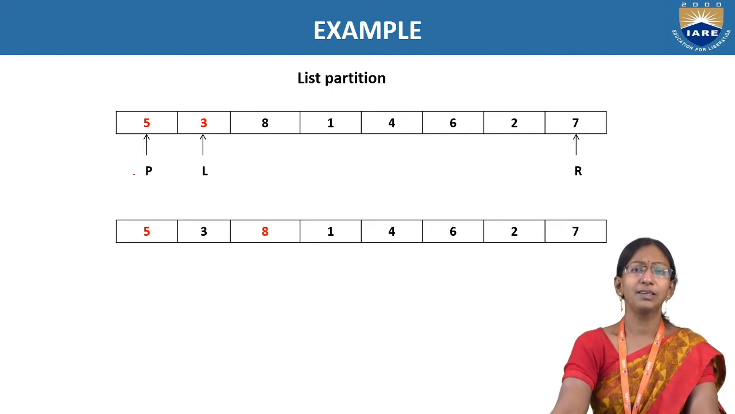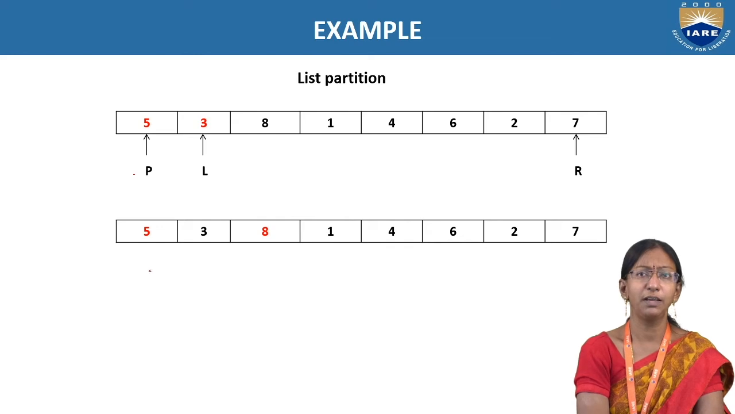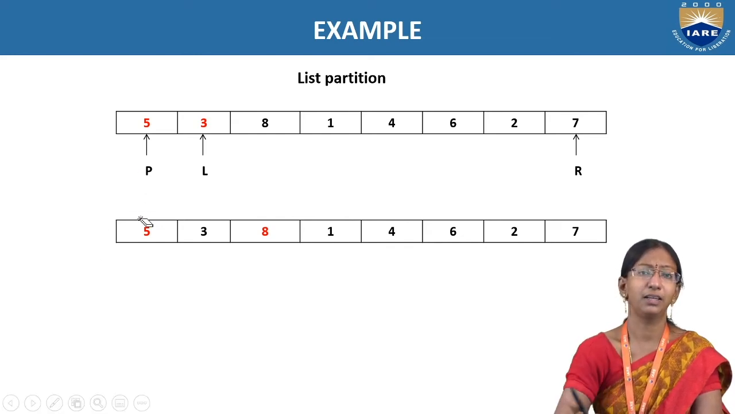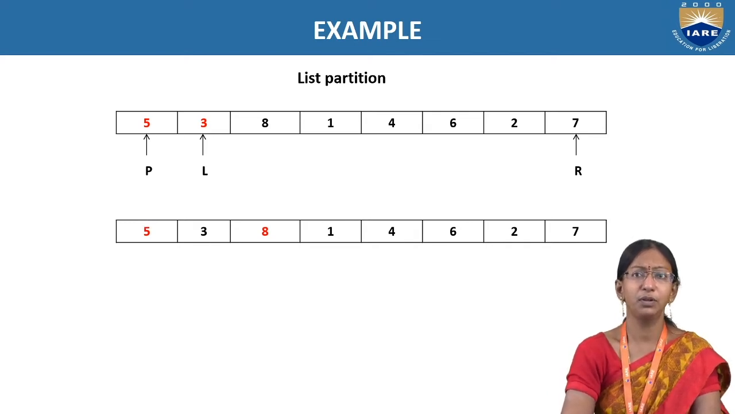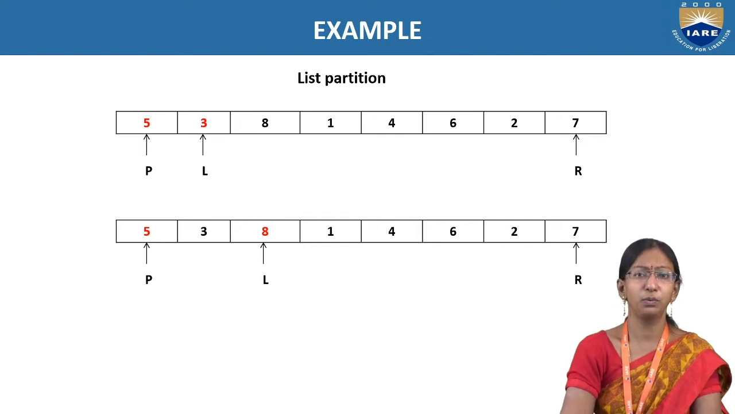Okay, so let's start our comparisons. Compare the pivot element 5 with the element pointed by left, L. As the L element is less than pivot, shift it. So now L is pointing to 8. Is 8 less than 5? No, the condition fails. So left will get frozen and it will be pointing to 8.